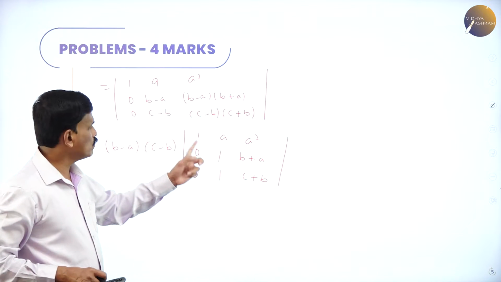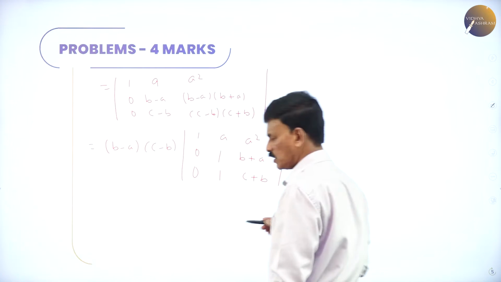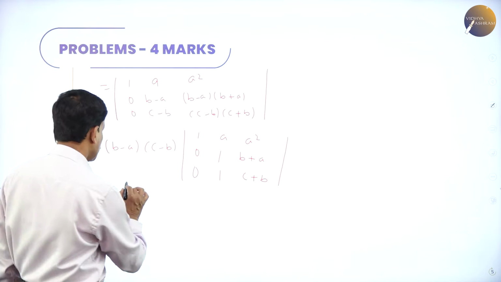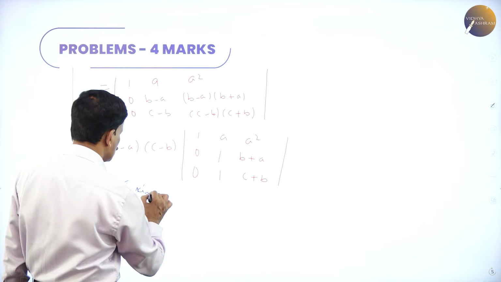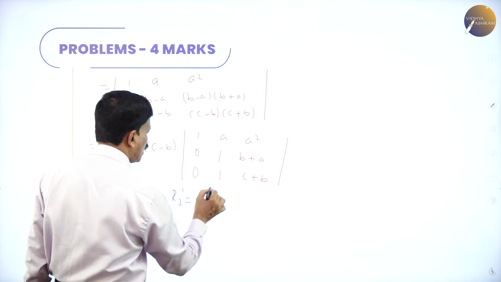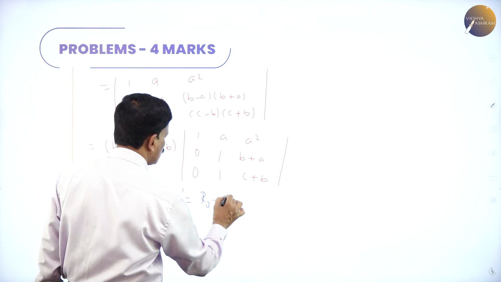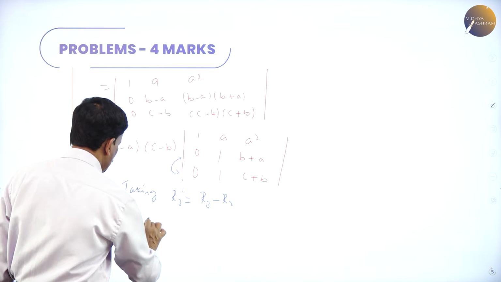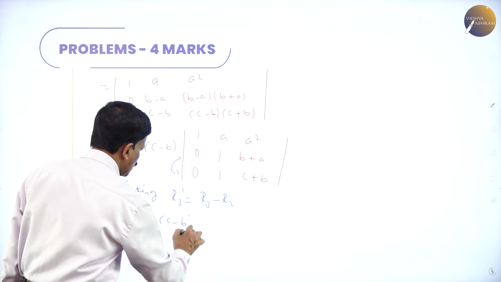Then the value of the determinant is the product of the principal diagonal elements. Now convert this as 0. Again, taking R3' equal to R3 minus R2, this minus this, so (b minus a) into (c minus b) as it is.